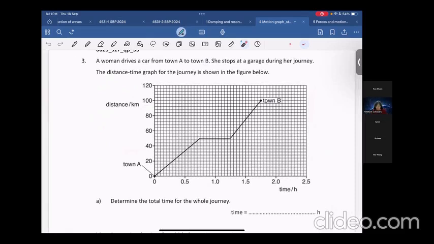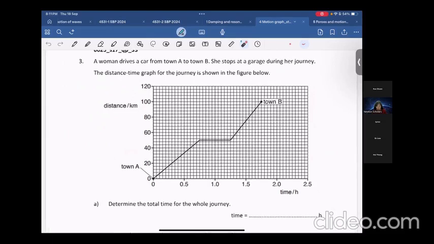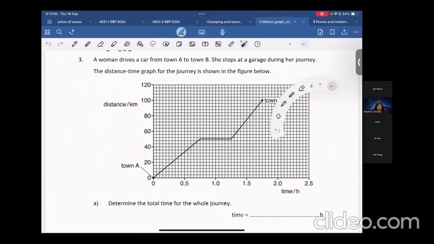It's okay. From town A. So we are starting from town A, then we start our stopwatch. From town A, then to town B. This is town B, so she stopped. During the journey, this is the distance time graph.